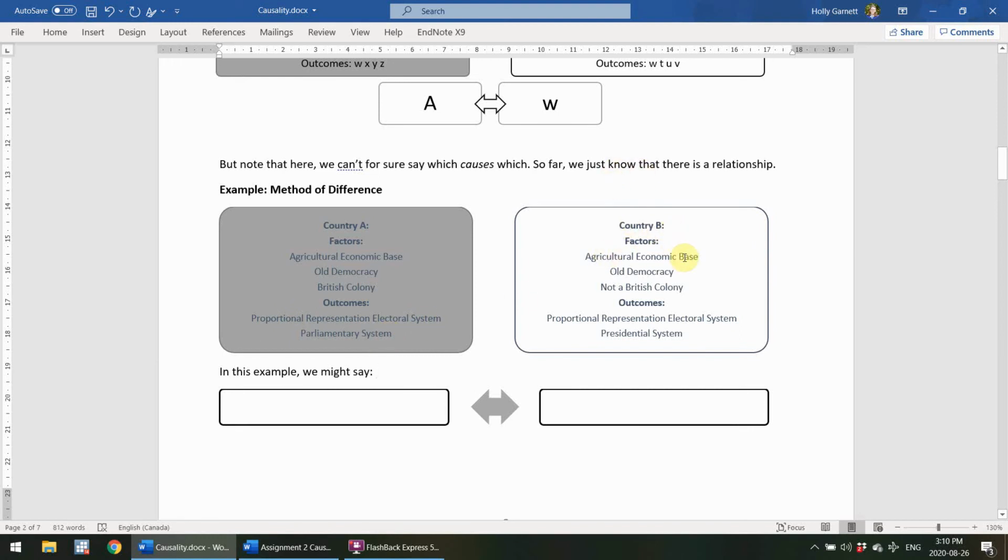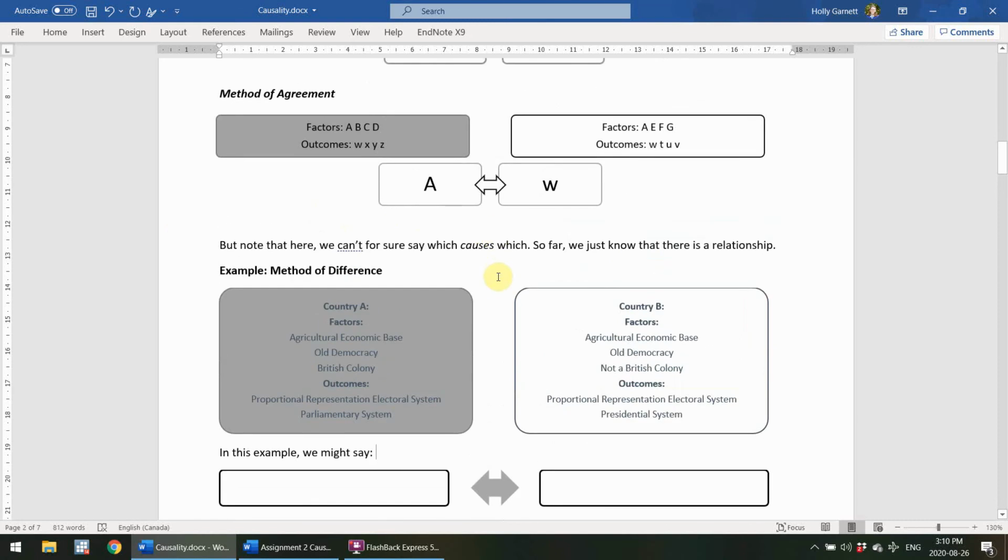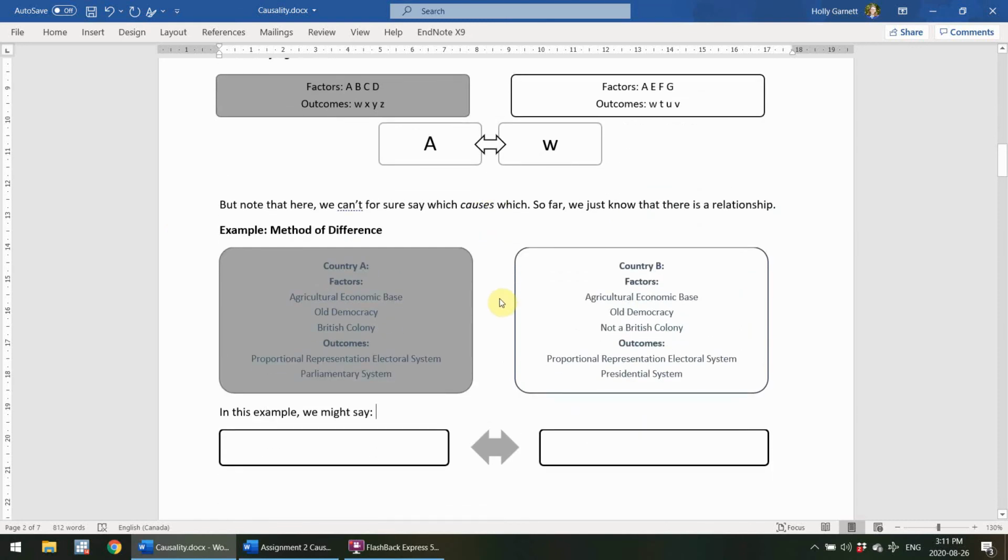It also has an agricultural economic base. It's also an old democracy. It was not a British colony. And the outcomes we notice in that country are that it has a proportional electoral system and a presidential system. So using the method of difference, what might we say could be related? We would probably notice the difference. So being a British colony or not is likely related to your system of governance, whether it's parliamentary or presidential. Okay.